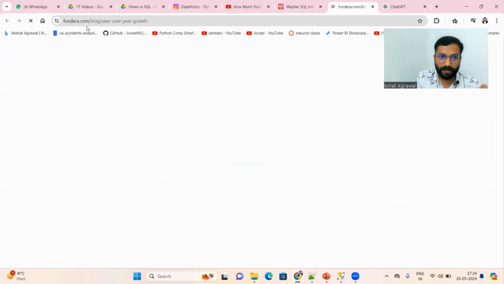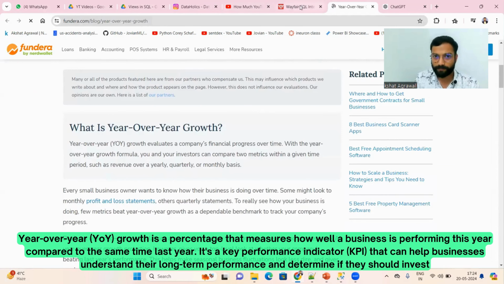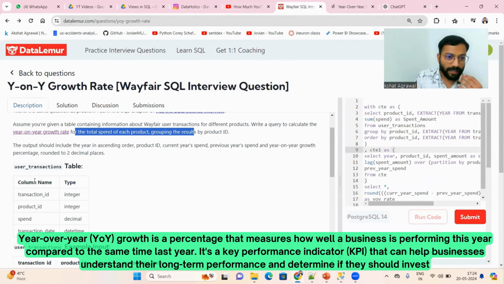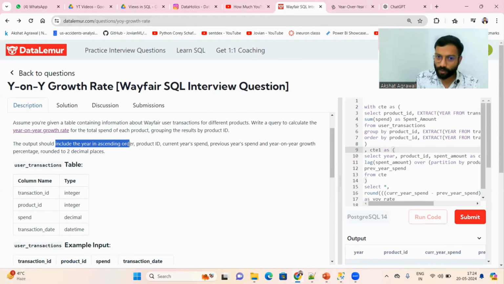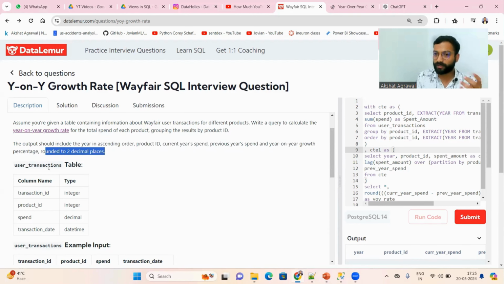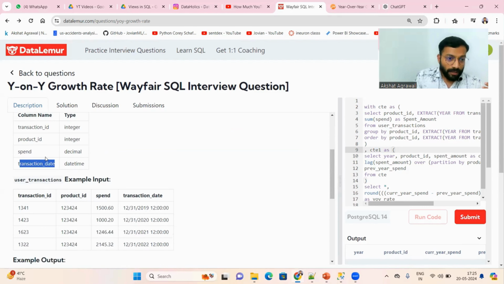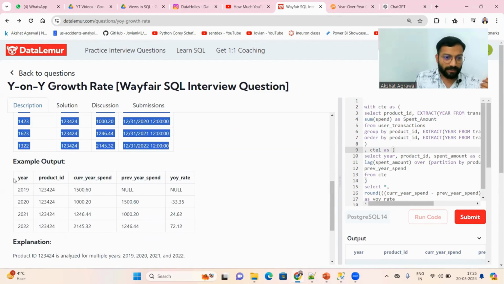If I click on it here, we will have a definition of year-on-year growth rate according to them, so you can just read it all. Then the output should include the year in ascending order, product ID, current year spend, previous year spend, and the year-on-year growth percentage, which should be rounded to two decimal places. The input table is named user_transaction, and the columns are transaction ID, product ID, spend, and the transaction date whenever that transaction was done, right? The example input will be like this, and the example output will be like this.